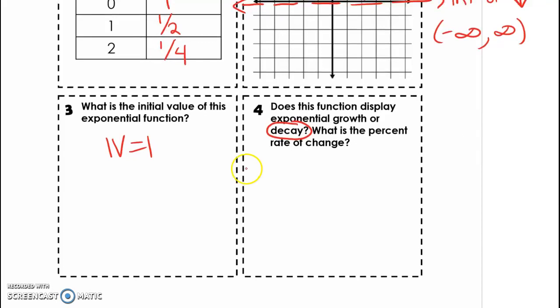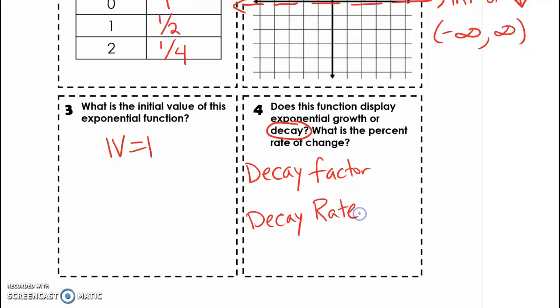All right, so let's talk about two things now. We've got the decay, what are the two words? Decay factor and the decay rate. The decay factor, a factor is what you're multiplying by. So the decay factor is, what are we multiplying by repeatedly here? 1/2. The decay rate, how far away from 1 is that as a percentage?